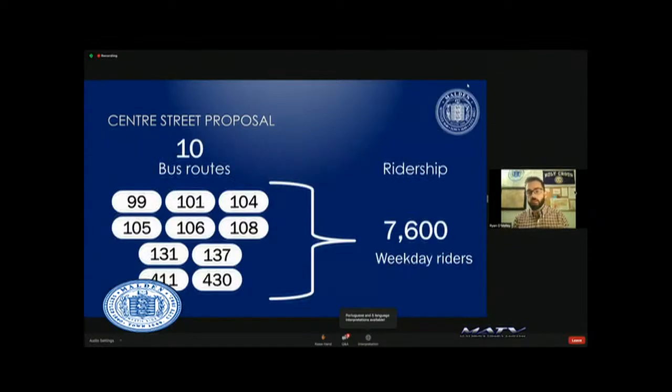And again, I only have two more slides left, I believe. There are 10 bus routes served by this corridor of Center Street: the 99, the 101, the 104, the 105, the 106, the 108, the 131, the 137, the 411, and the 430. Again, 7,600 weekday riders.